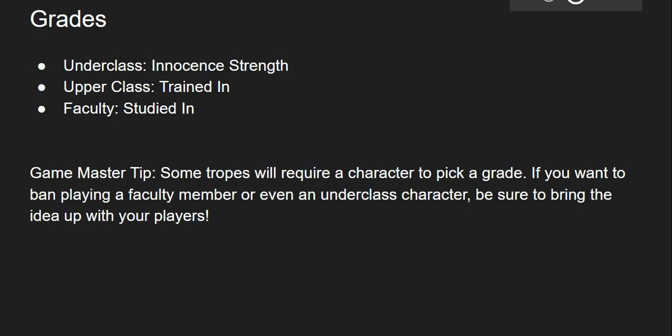grade. If you want to ban like faculty or underclass, or even if you just want like everybody to play underclass or everybody to play upper class, you have to look at the various tropes in the back of the book to make sure that your players still have a healthy variety of options. But you are more than welcome to ban various grades if you think it will fit your game better. But make sure to discuss with your players and see if they're on board with that idea.